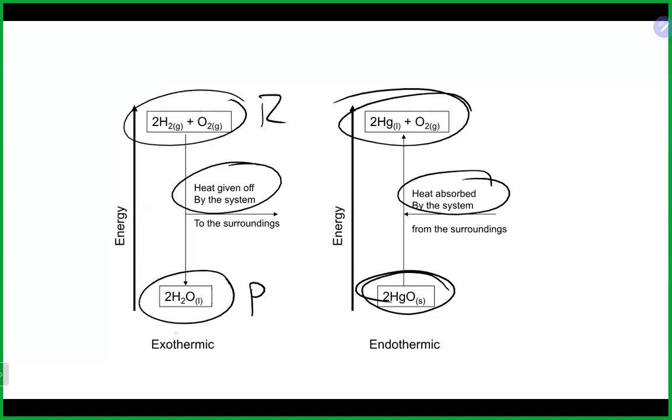Here on the left, that will give us a delta H that is negative. And here on the right, that will give us a delta H value that will be positive to represent either that exothermic or endothermic process.